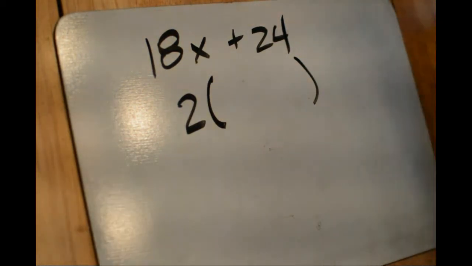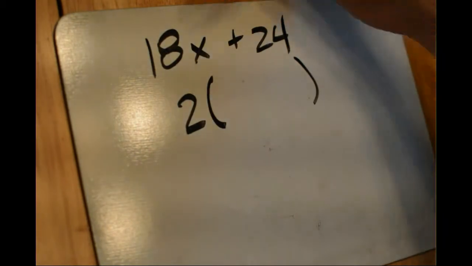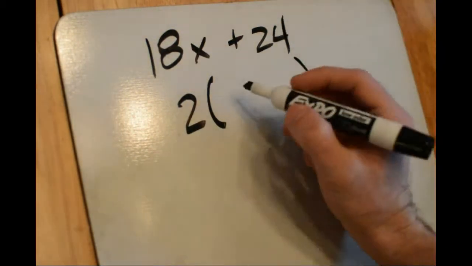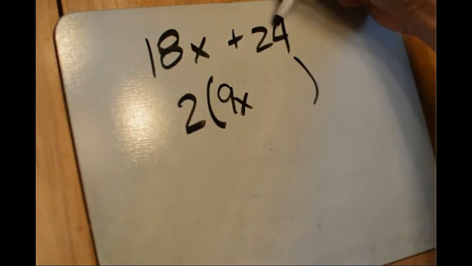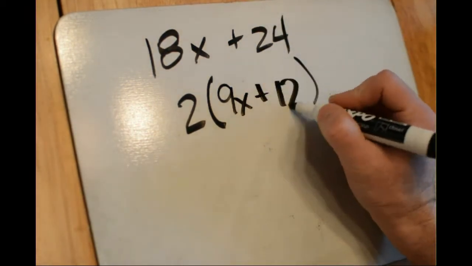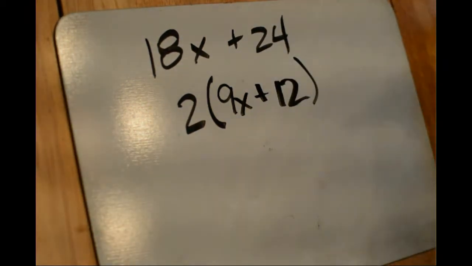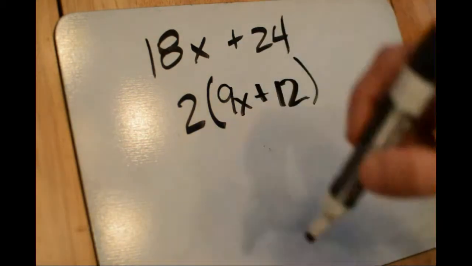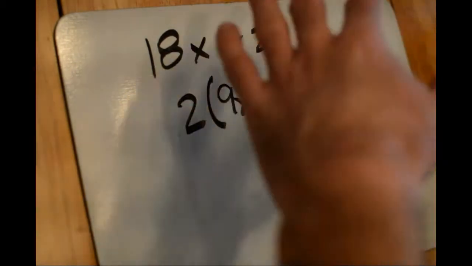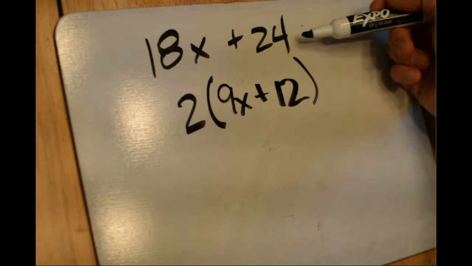The reverse of distributing in is dividing out. So 18x divided by 2 is 9x, and 24 divided by 2 is 12. So I've basically factored out a 2, and I've undistributed it. If you multiplied it back in, you would just come back to this same thing.